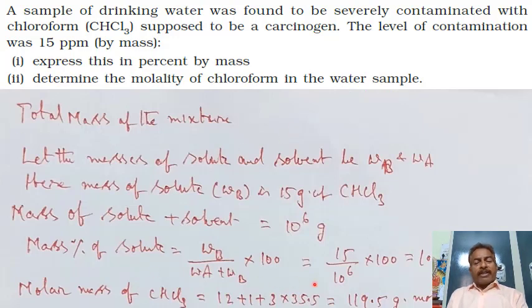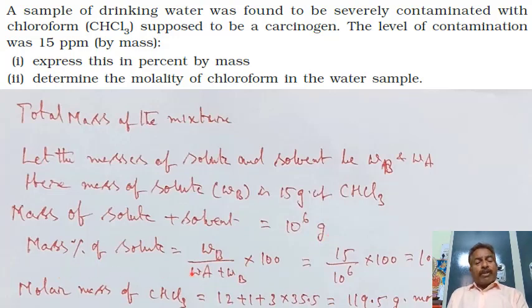So this is the solution for this problem, and this problem is in the textbook as an in-text question. Total mass of the mixture: let the mass of the solute be WB and the mass of the solvent be WA. So WA plus WB is the total mass of the mixture. Here the mass of the solute is 15 grams of CHCl3. The mass of the solvent plus the solute is 10 to the power 6 grams.